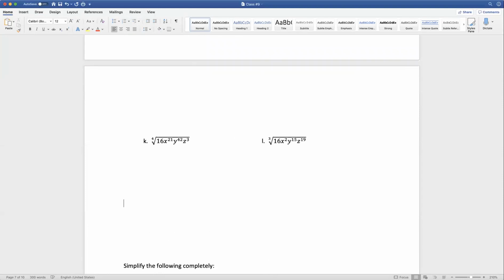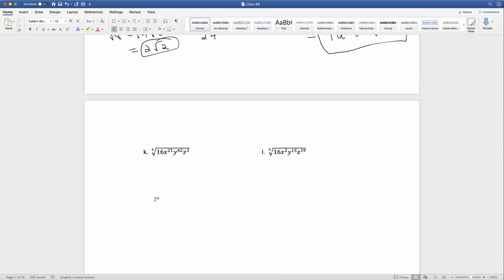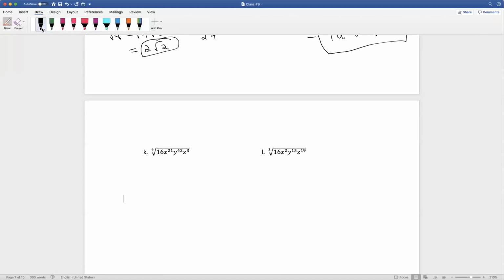So we have the 4th root of 16, x to the 21st, y to the 42nd, z cubed. Let's break this up into 4 different factors. So this is the same thing as saying the 4th root of 16 times the 4th root of x to the 21st times the 4th root of y to the 42nd times the 4th root of z cubed. It's a lot of writing. It's okay. So let's look at this first.